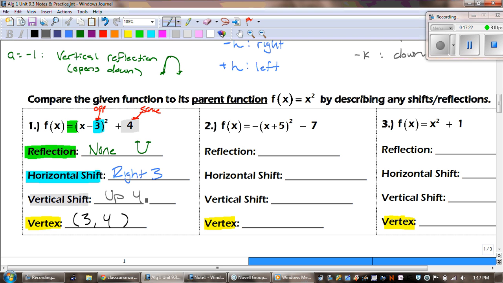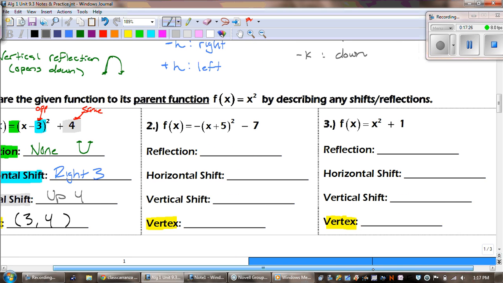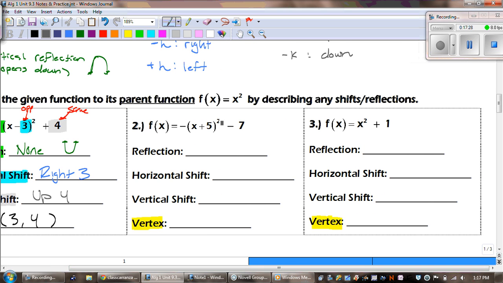Let's look at the next one. Vertex. What did we get for the vertex? Okay, we take the opposite of 5, which is -5, good. And then -7. Okay, so then one at a time, let's look. Is there a reflection? Yeah, there's a reflection. And that means it's a vertical reflection. So now it's going to be going down.